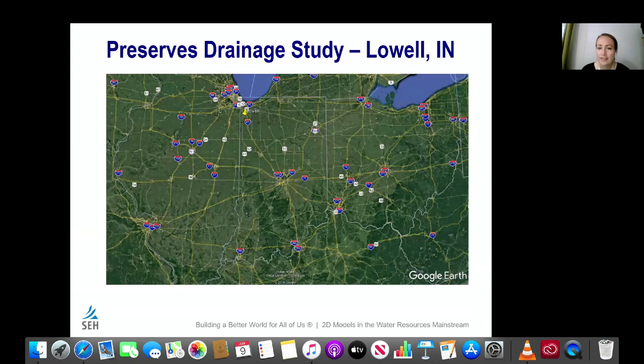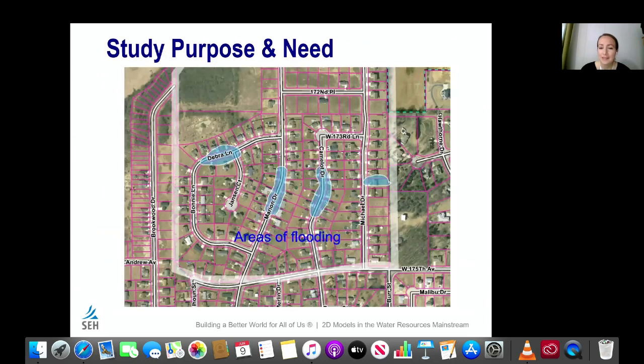The last case study I'm going to share is in Lowell, Indiana. And once again, I was handed a map that showed a bunch of areas that were flooded. So I suggested that we create a 1D, 2D XPSWMM model, where again, the pipe network is analyzed with one-dimensional calculations, but we represent the surface flooding and flow routing with 2D analysis.